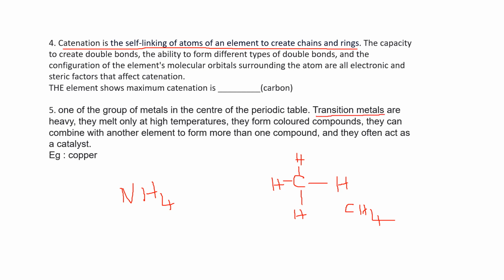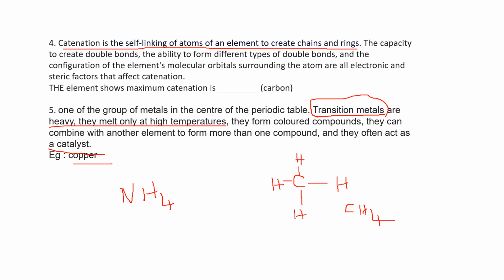They are very heavy and melt only at high temperature. They form colored compounds. They can also combine with another element to form more than one compound, and often they act as a catalyst. Which ones? The transition metals. Copper is one example.